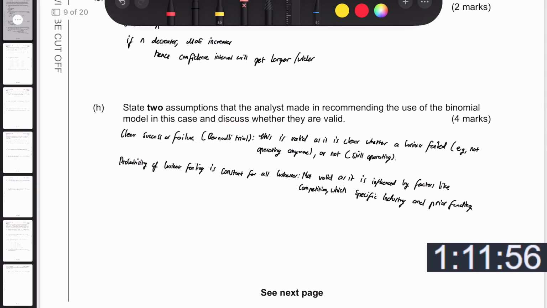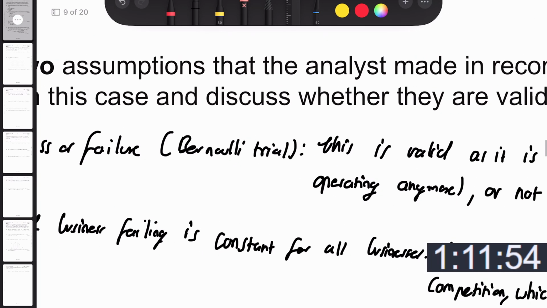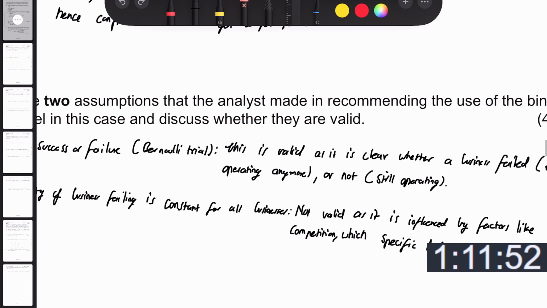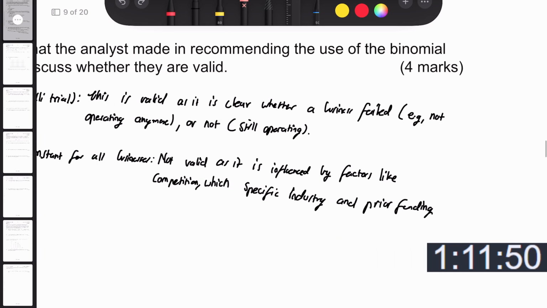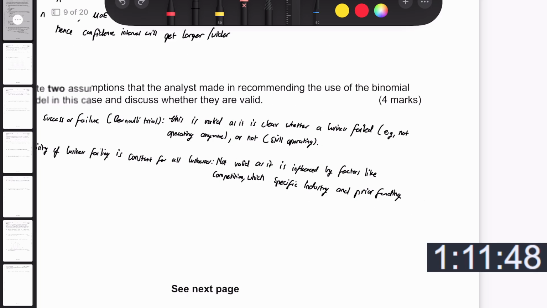Okay, we're back. I finished writing it. I added a little thing. I said here that this is a Bernoulli trial. It has to be a Bernoulli trial. And I added here that it's prior funding in a specific industry.